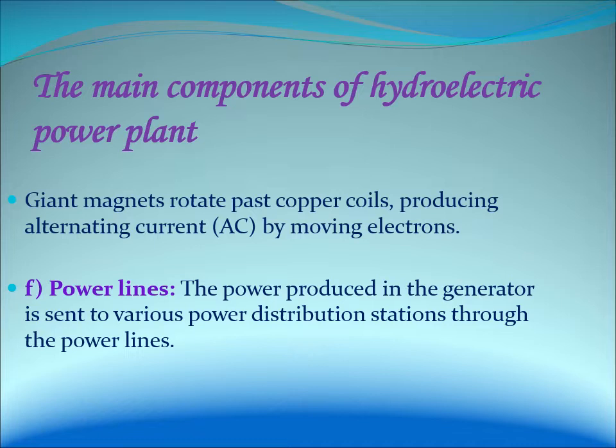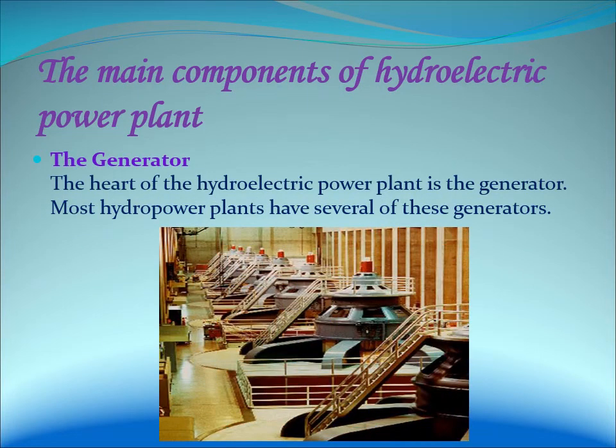Power lines. The power produced in the generator is sent to various power distribution stations through the power lines. The generator. The heart of the hydroelectric power plant is the generator. Most hydropower plants have several of these generators. You can also see images of these generators.